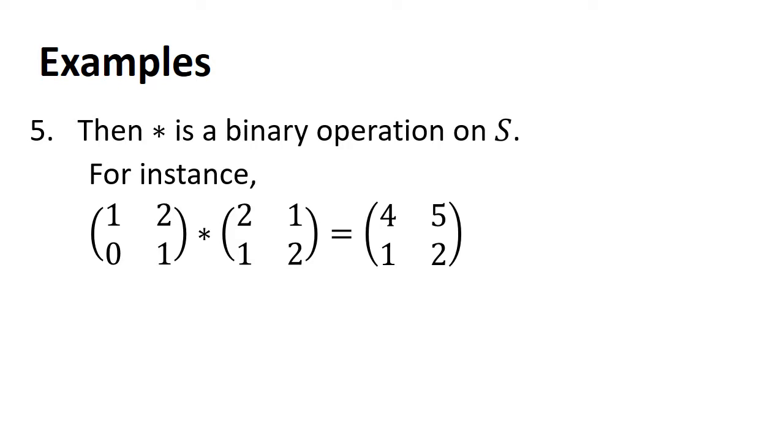You can have other examples if you want. You can try negative numbers. You can also try some special numbers, pi and e, but you get a result which is a 2 by 2 matrix with real entries, and thus again concluding that matrix multiplication is a binary operation on S.